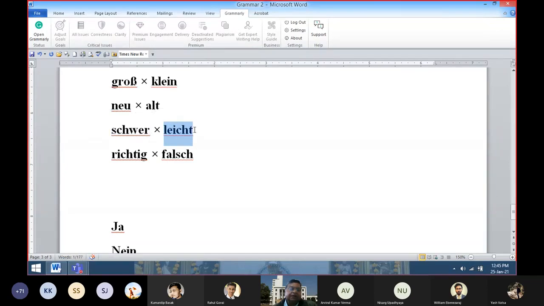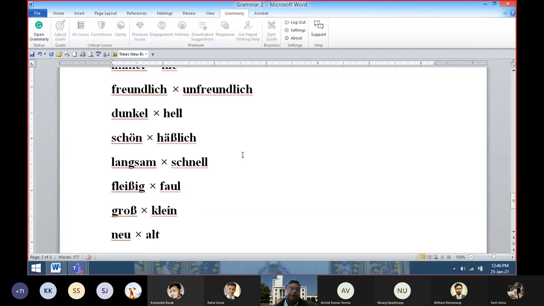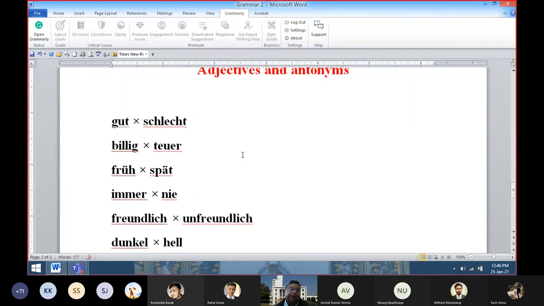And finally, richtig. Richtig means right, correct. Falsch means false, wrong. Richtig, falsch. So these are some of the adjectives which are used very frequently and you may find them in the coming lessons in the text also.